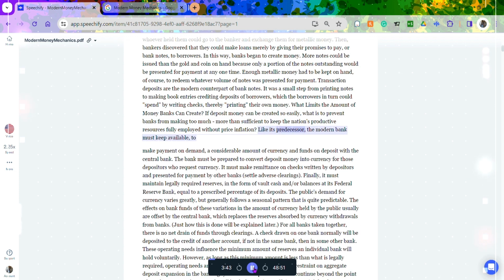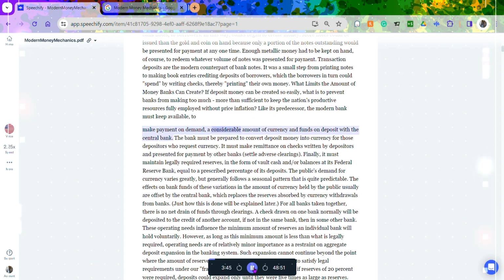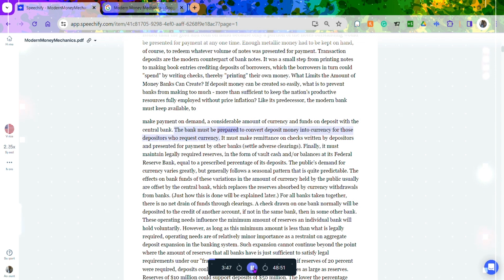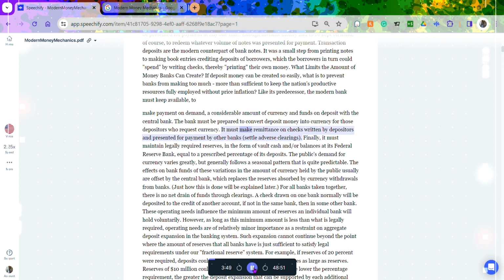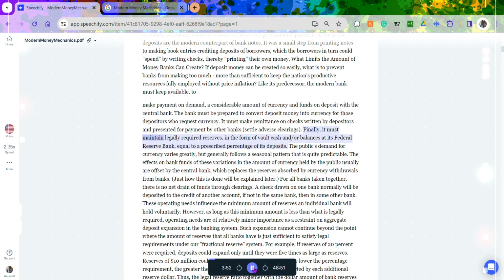Like its predecessor, the modern bank must keep available, to make payment on demand, a considerable amount of currency and funds on deposit with the central bank. The bank must be prepared to convert deposit money into currency for those depositors who request currency. It must make remittance on checks written by depositors and presented for payment by other banks, settle adverse clearings. Finally, it must maintain legally required reserves, in the form of vault cash and/or balances at its Federal Reserve Bank, equal to a prescribed percentage of its deposits.